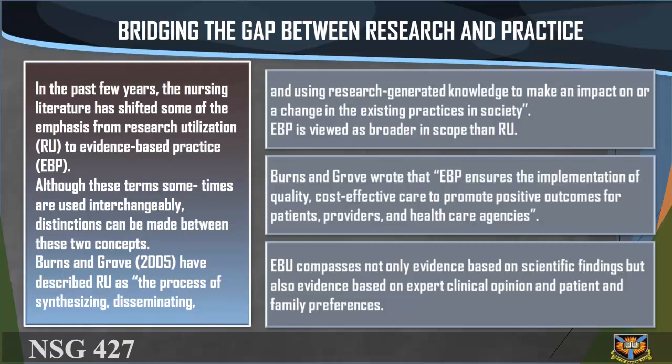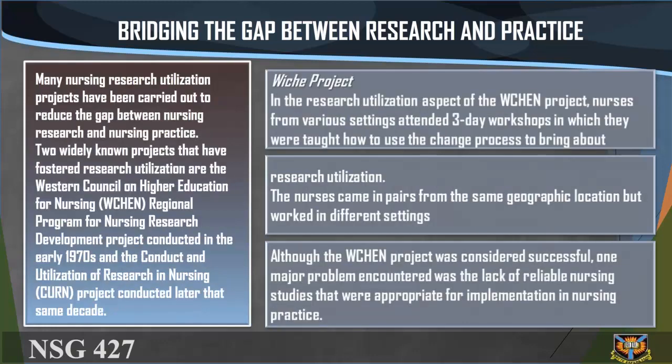EBP, evidence-based practice, is viewed as broader in scope than RU. Burns and Grove wrote that EBP ensures the implementation of quality, cost-effective care to promote positive outcomes for patients, providers, and healthcare agencies. EBP comprises not only evidence based on scientific findings but also evidence based on expert clinical opinion and patient and family preferences. Many nursing research utilization projects have been carried out to reduce the gap between nursing research and nursing practice.